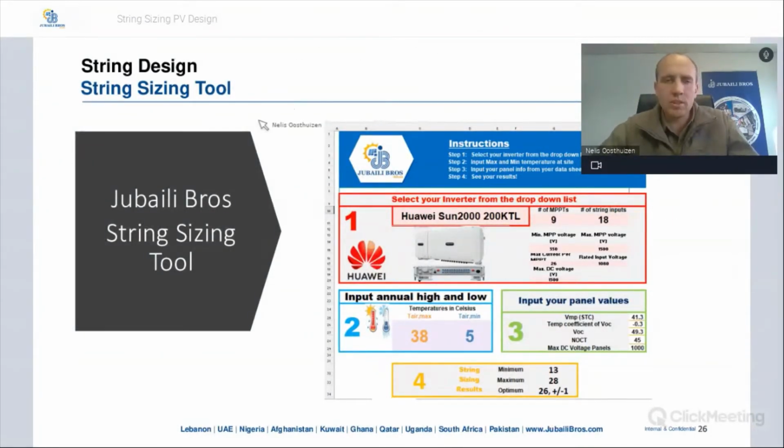Talking specifically about Excel spreadsheets, we've got the Jubaili Bros string sizing tool. Please reach out to us. We will share this Excel spreadsheet with you. It's a very easy spreadsheet to use. In the first section, you would choose the inverter, if it's 100 or 200 kTL. Once you've done the selection on inverter, it would show you the number of MPPTs and the number of string inputs that you can connect, and also its MPPT voltage, minimum and maximum. So the first one is your inverter selection.